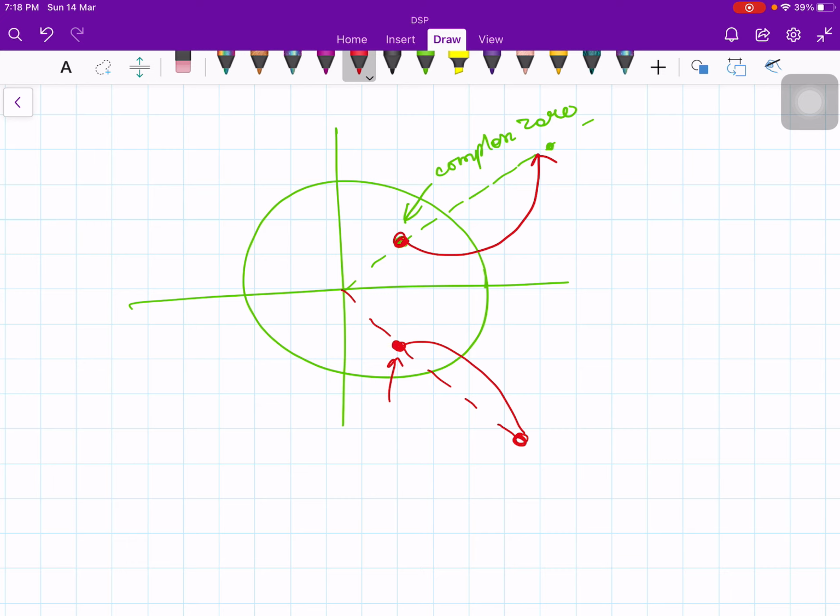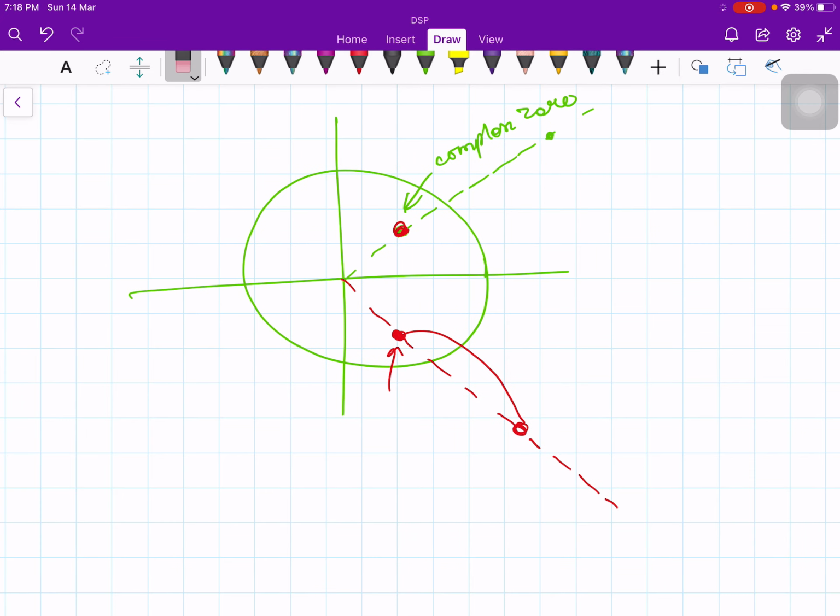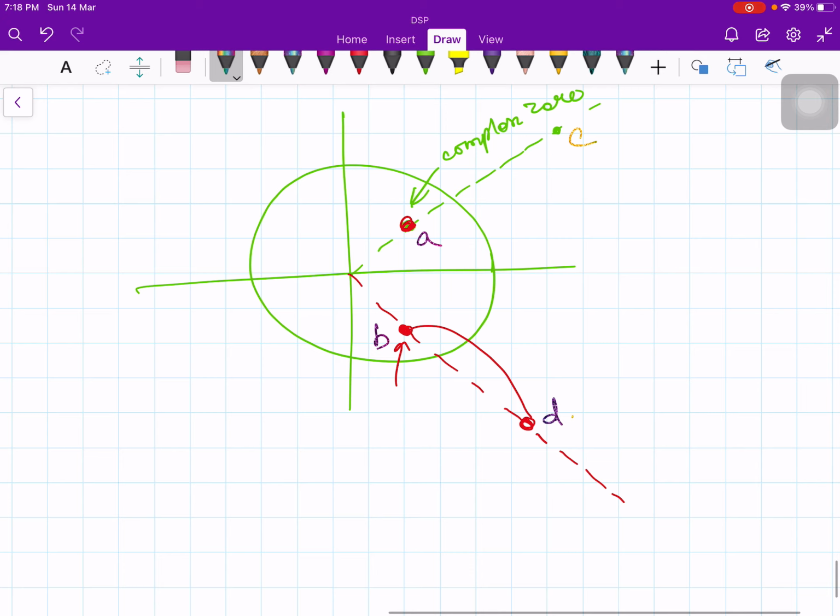Am I correct? No. Wait a minute. I'm sorry. Let's say this is point A, and this is point B, and this one is point C and point D. Now, what is the reciprocal of point A? Reciprocal of point A would be D, 1 by D. And point B, and the reciprocal of point B is point C. Okay, so 4 of them.